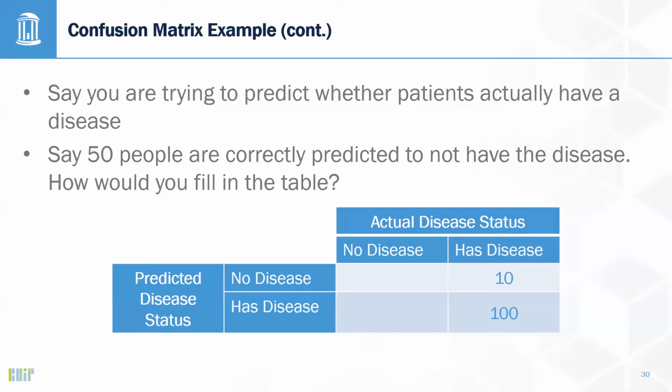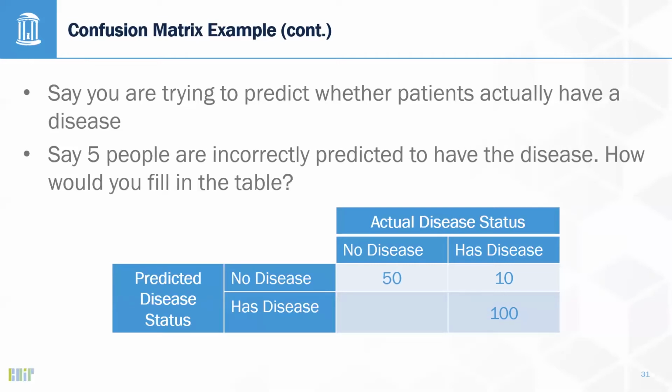Let's say 50 people are correctly predicted to not have the disease. How would you fill the table? This means 50 people have true positive results. Finally, say 5 people are incorrectly predicted to have the disease. How would you fill in the table? This means 5 people have false negative results.